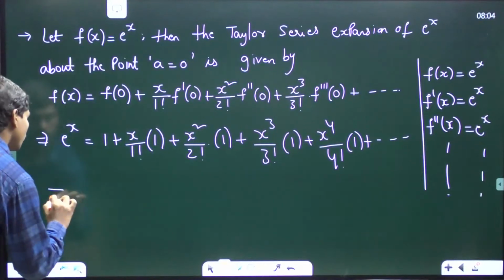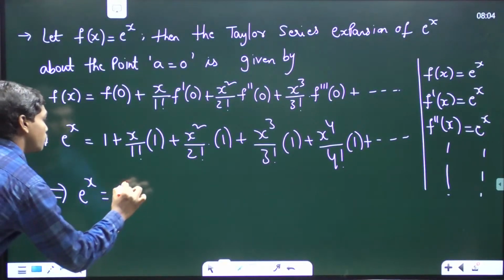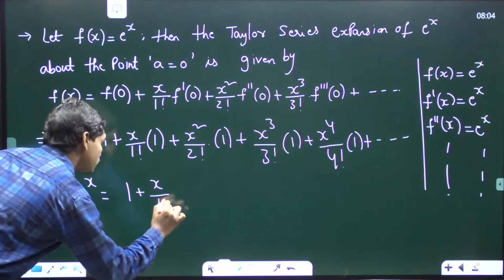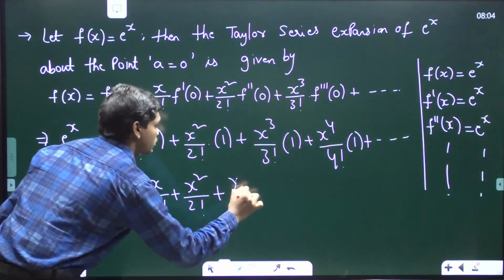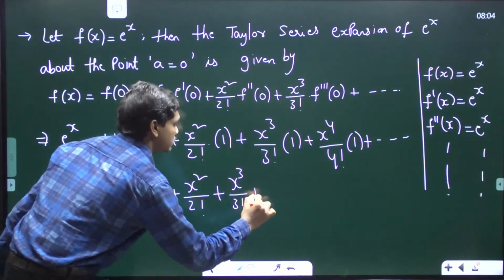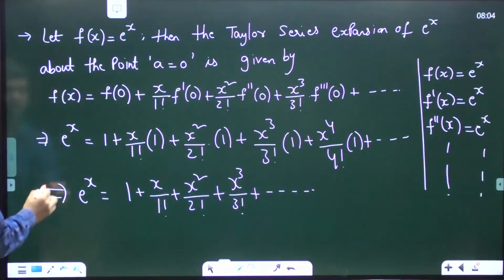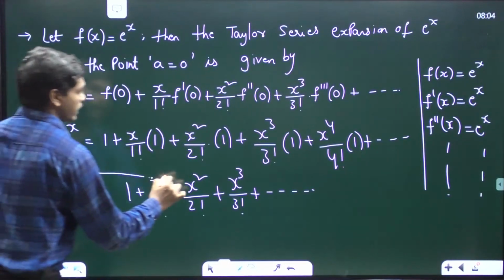Correct? So this implies e power x is equal to 1 plus x by 1 factorial plus x square by 2 factorial plus x cube by 3 factorial and so on. Okay, so this is how the expansion of e power x looks like.